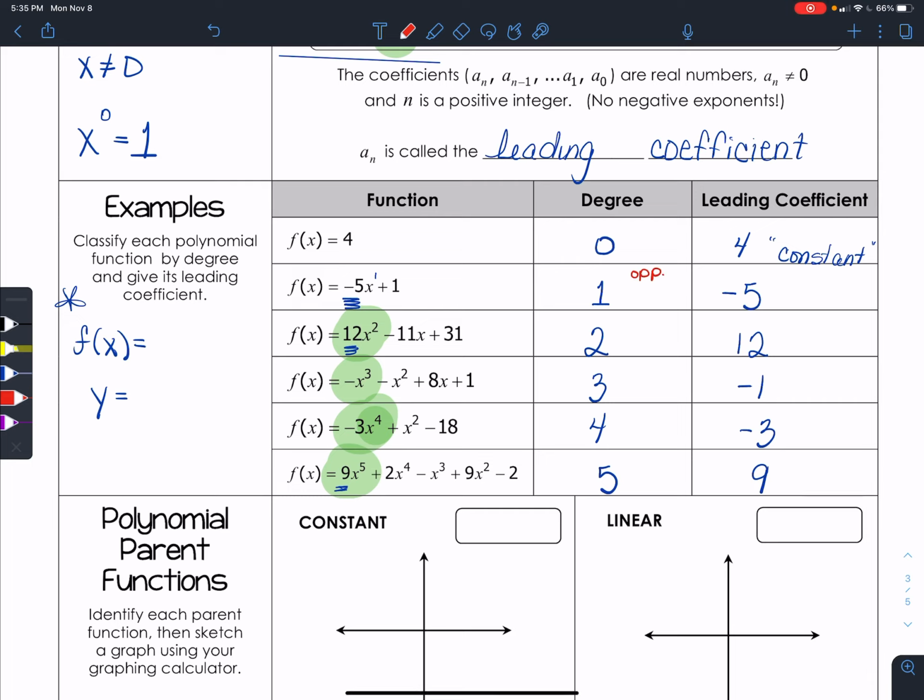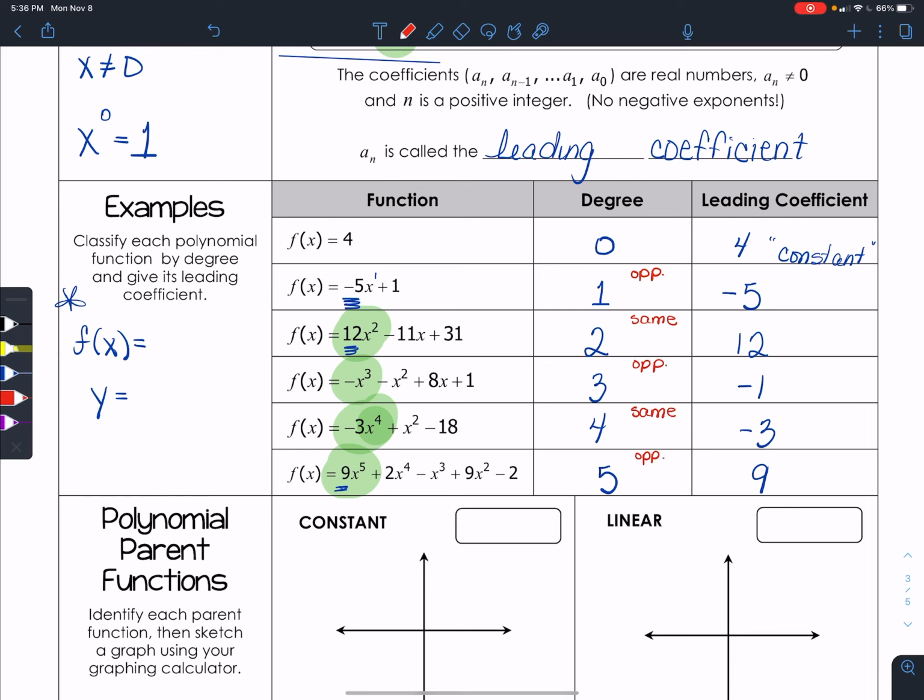If it is a degree of 2, they're going to point in the same direction. Degree of 3, opposite directions. Degree of 4, same directions. Degree of 5, opposite directions. Okay. Now the leading coefficient is also important to us because it tells us where the right side of the graph is going to end up.